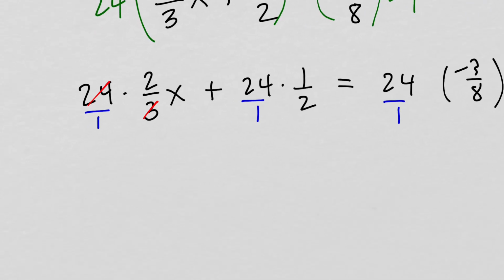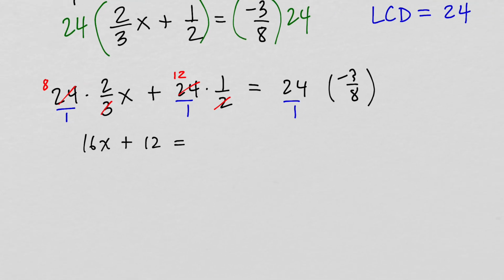3 goes into 24 8 times. And what we have left here is 8 times 2 times x, which is 16x. So the fraction's gone. Plus, next, 2 goes into 24 12 times. 12 times 1 is 12. And on the other side, 8 goes into 24 3 times, and we have 3 times negative 3, which is negative 9. Okay, so now the fractions are gone.